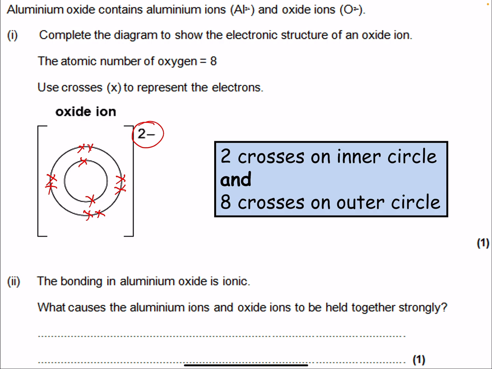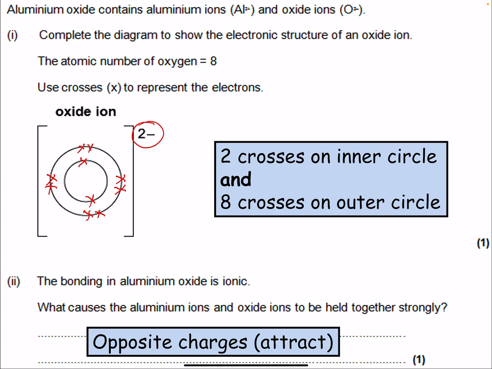Next one. The bonding in aluminium oxide is ionic. What causes the aluminium ions and oxide ions to be held together strongly? 1 mark. Pause the video here. Moving on. Opposite charges attract. The aluminium ion is Al3+, the oxide ion is O2-, and it's the opposite charge that attracts.